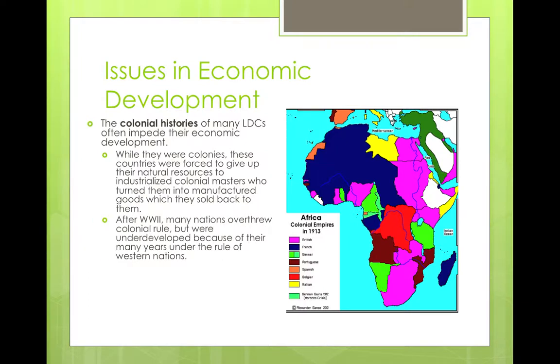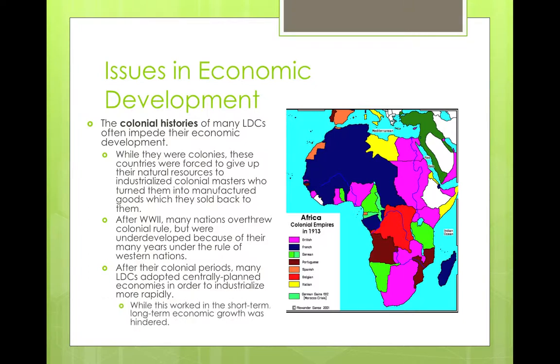Okay. After World War II, many nations overthrew colonial rule, but were underdeveloped because of their many years under the rule of Western nations. And after the colonial periods, many LDCs adopted centrally planned economies in order to industrialize more rapidly. And by centrally planned, they're referring primarily to socialist governments and communist governments. While this worked in the short term, long-term economic growth has been hindered by this system.